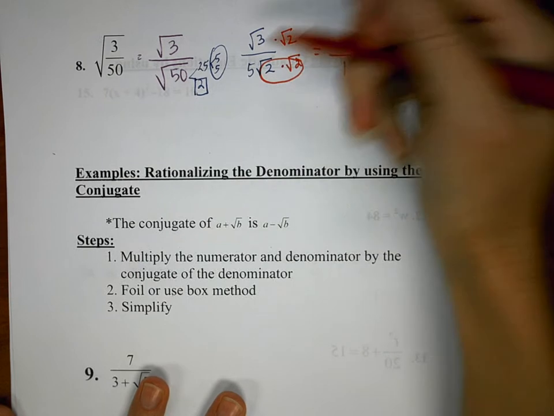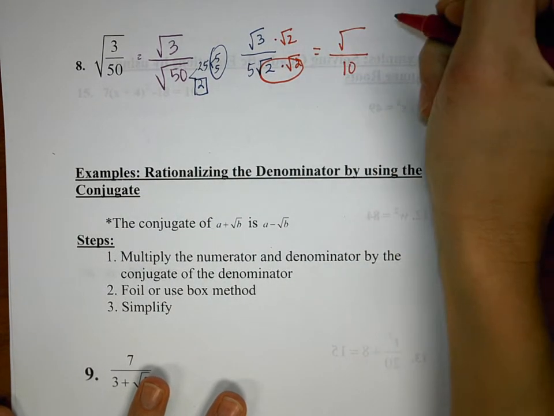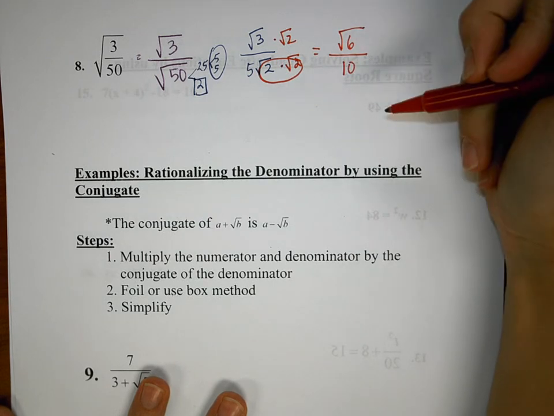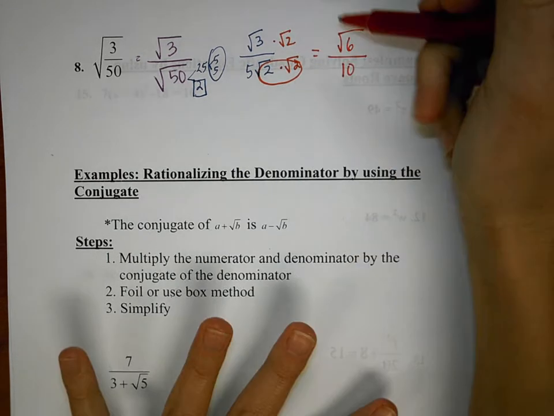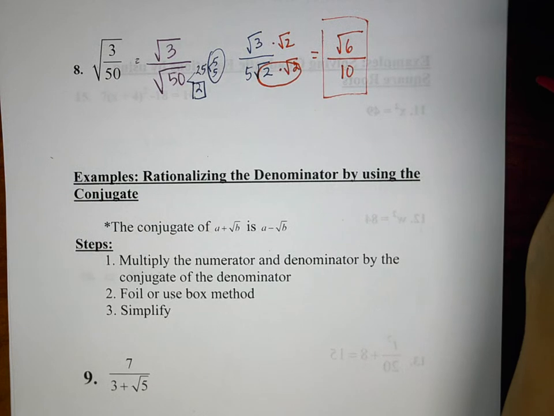Can 3 or 2 break down at all? No. So we multiply those together and we have what? Root 6. Can I reduce the 6 and the 10? No. Very good. You can only reduce roots with roots and numbers that are not in roots. So these, one is in a root, one is not, so we cannot reduce those, and that is your answer. Okay.